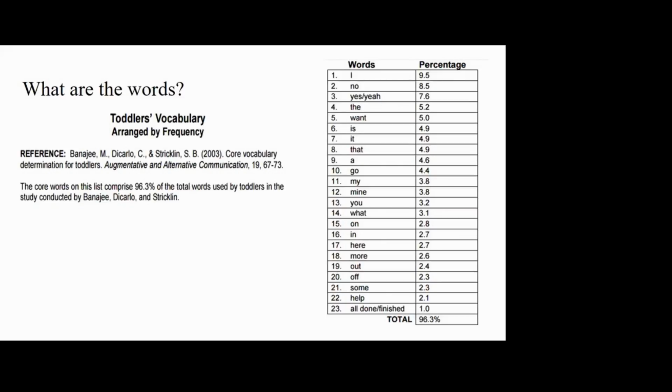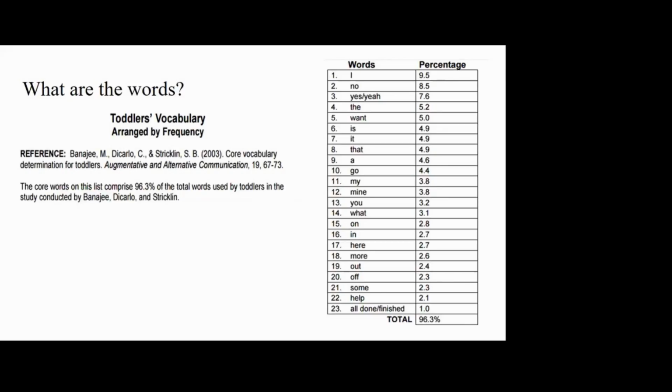Can you see this on your screen? Yeah. Okay. So probably many are familiar with Banajee's study of preschool students. She took language samples of many preschool students across, I think, three different contexts. And what she came up with was this incredible list that tells us that 96% of what the children say are these 23 words in a preschool classroom setting. That's pretty big. And it really tells you why you need to work on teaching core.